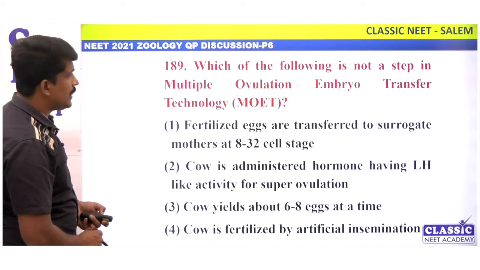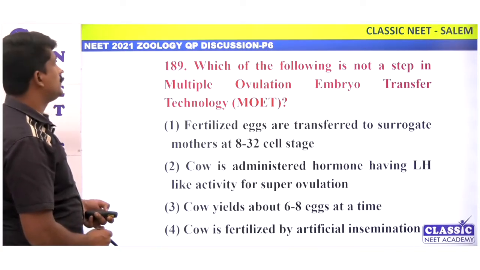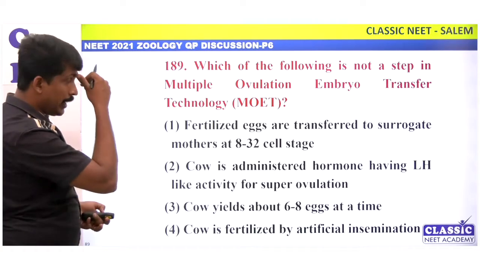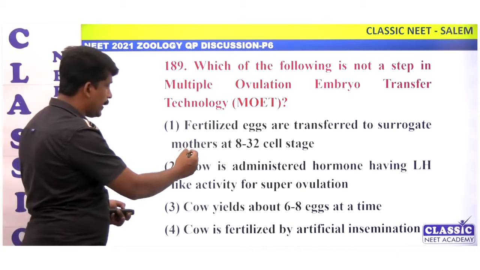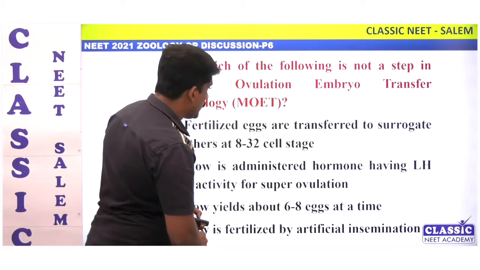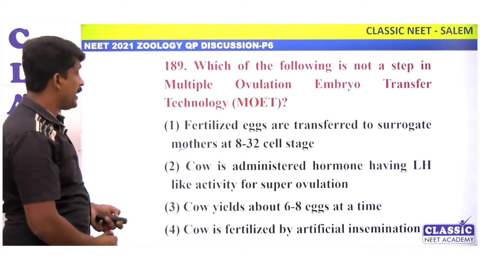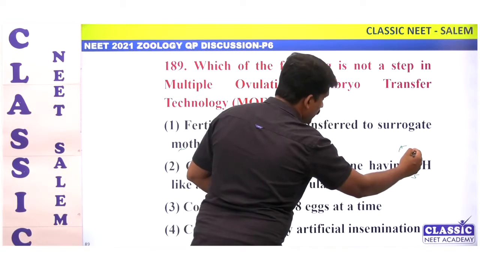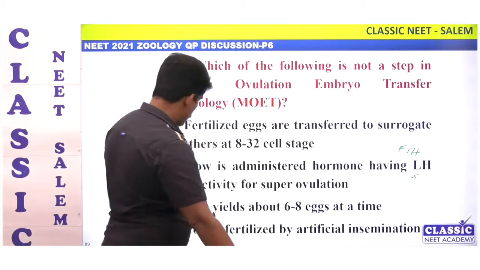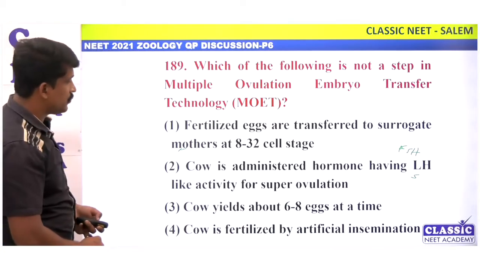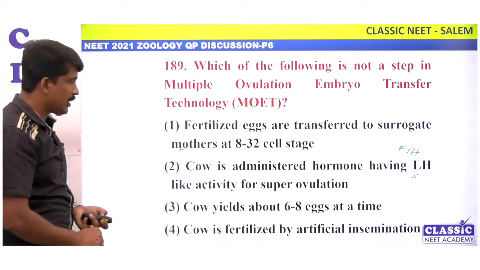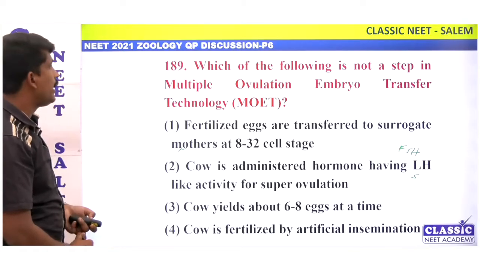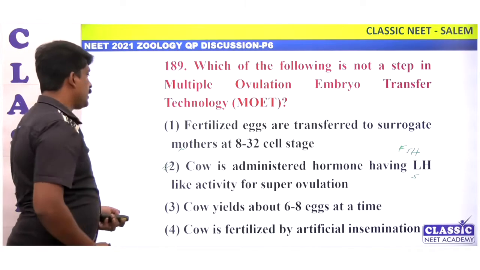Fertilized eggs are transferred to surrogate mothers at 8 to 32 cell stage, correct only. Cow is administered hormone having LH like activity. Is it LH like activity? No, it should be FSH like activity. Okay, students, cow yields about 6 to 8 eggs at a time, correct. Cow is fertilized by artificial insemination, also correct. So our answer will be the second option.